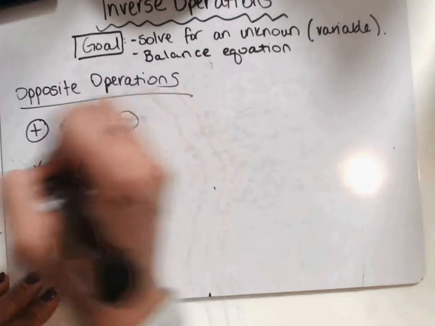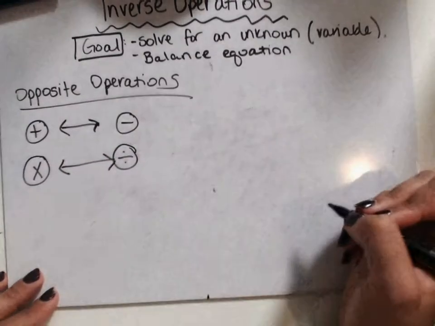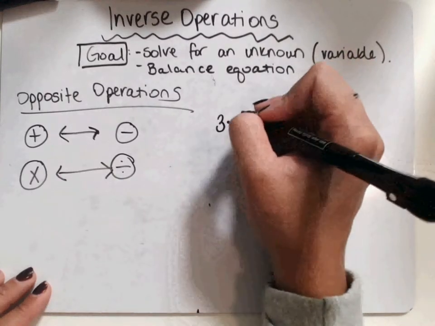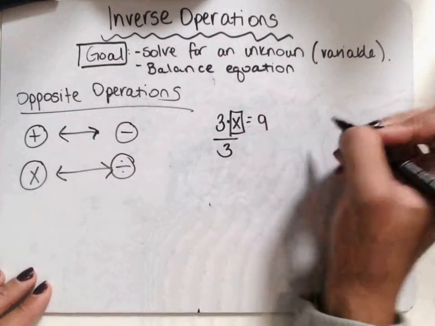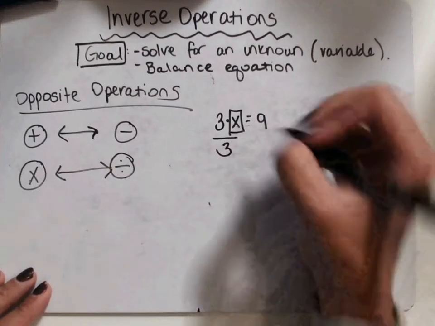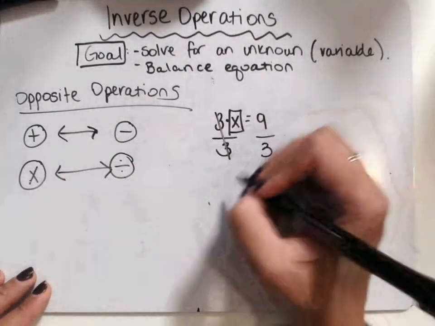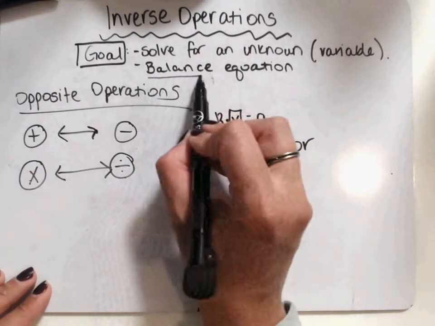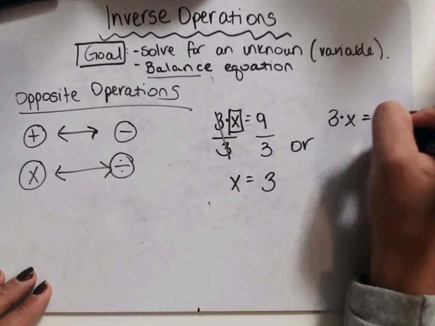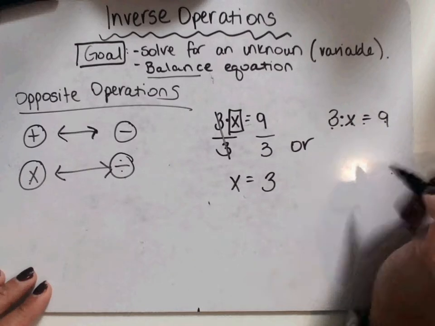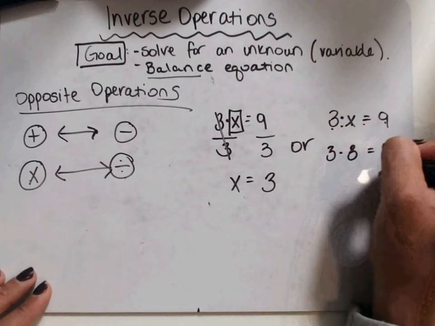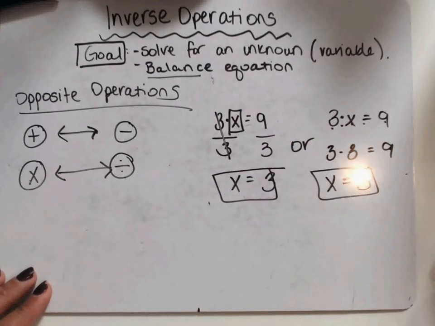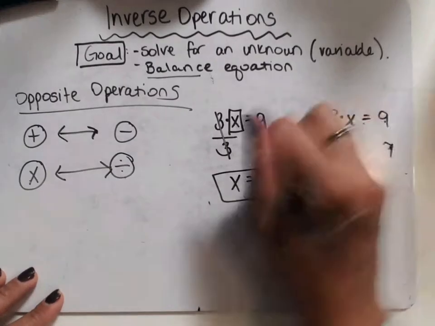Multiplication and division are the other opposites that we've learned so far. So if we had something like 3 times x equals 9, and we wanted to isolate x, we would divide by 3, because division is the opposite, but whatever we do to one side, we do to the other, leaving us with x equals 3. Or, if we wanted to think about it in terms of balancing, 3 times what equals 9? Well, I know that 3 times 3 equals 9. So again, it doesn't matter which way we think about it. As long as we're balancing the equation or solving for the unknown, we get to the same answer.